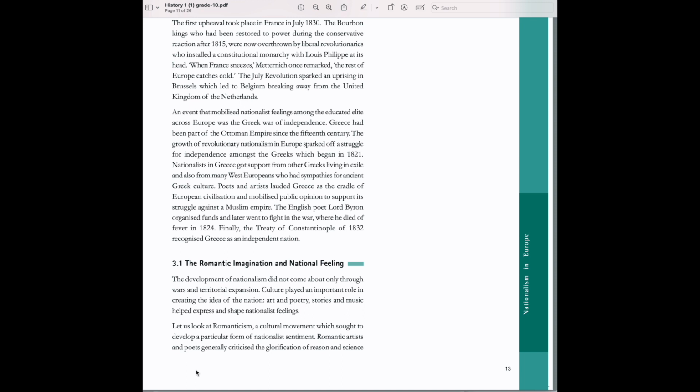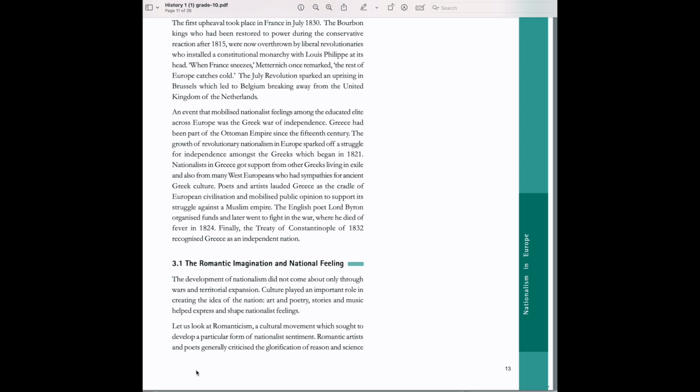3.1 The Romantic Imagination and National Feeling. The development of nationalism did not come about only through wars and territorial expansion. Culture played an important role in creating the idea of the nation. Art and poetry, stories and music helped express and shape nationalist feelings. Let us look at Romanticism, a cultural movement which sought to develop a particular form of nationalist sentiment.